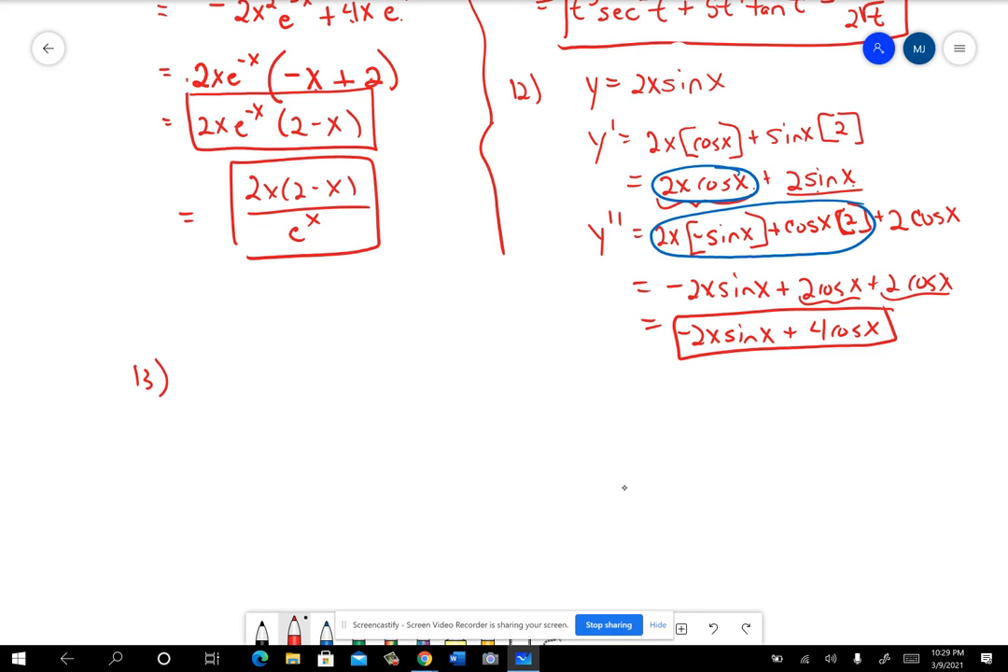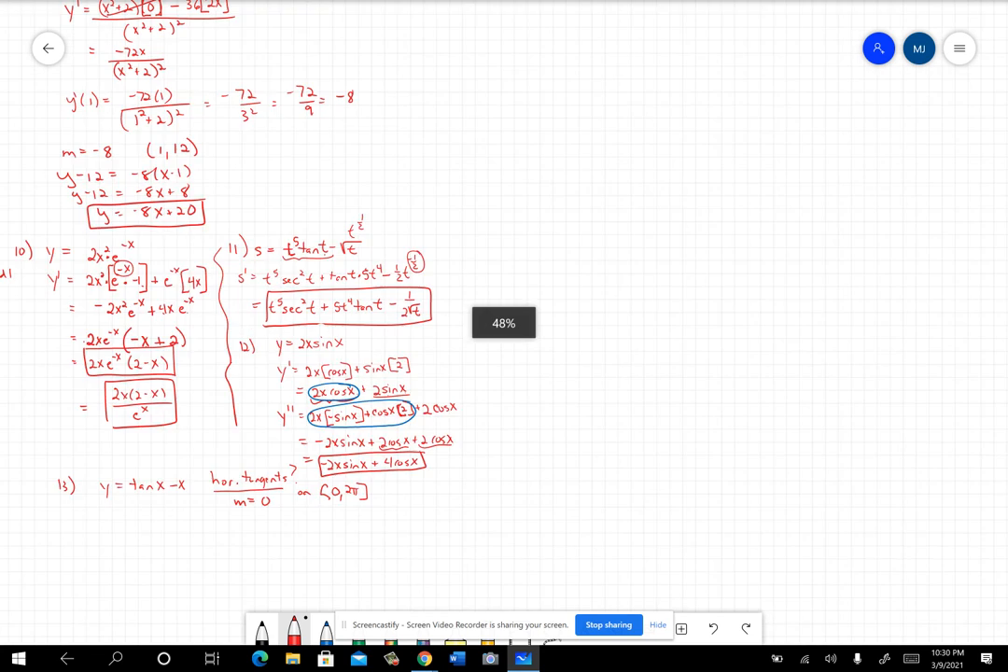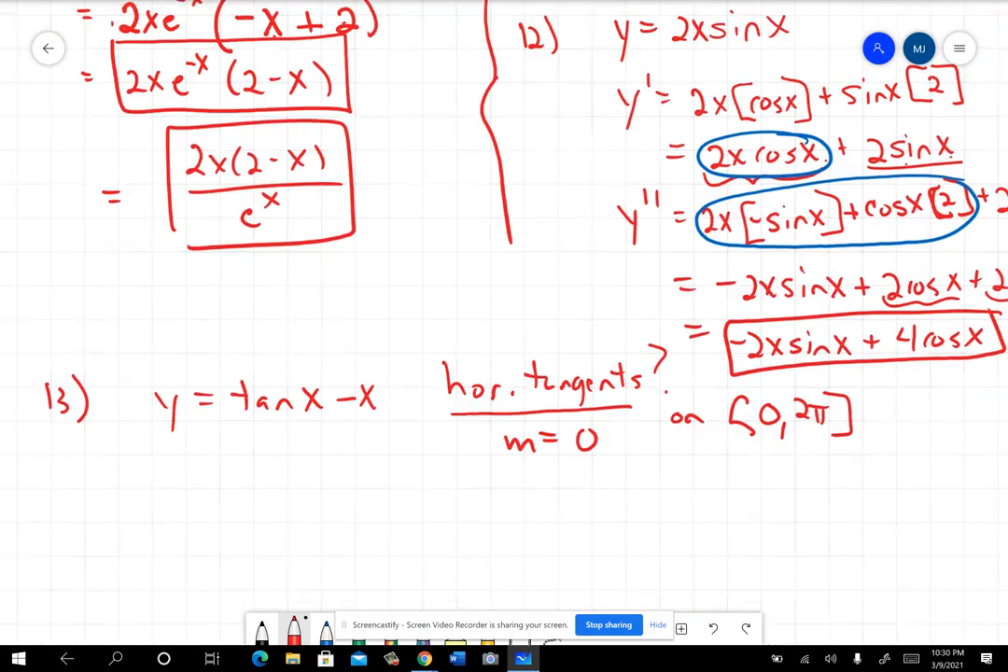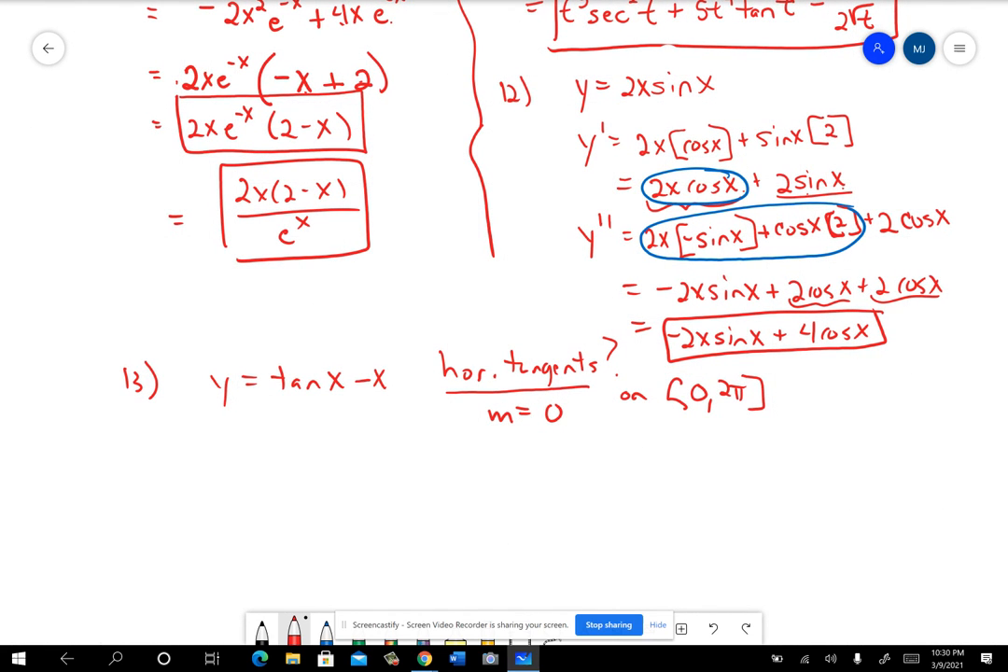13 asks, does this function right here have any horizontal tangents? Okay, and so you should think horizontal tangents would have an m equal to 0. And we want to do that on the interval from 0 to 2 pi, including the ends. Okay, so that's kind of my thought process. Just a second, let me bring that back up. Okay, get it down to 100. Okay, so horizontal tangents, slope is 0. Got to figure out where that happens between 0 and 2 pi, including the ends.